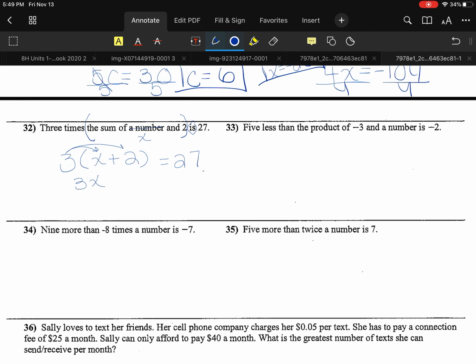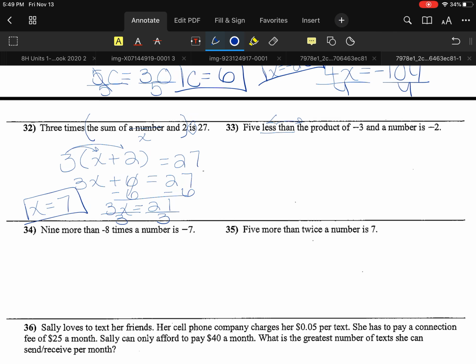I then solve that equation, distributing the 3. 3x plus 6 equals 27. Subtract 6 from both sides. 3x equals 21. Divide by 3. X is equal to 7.